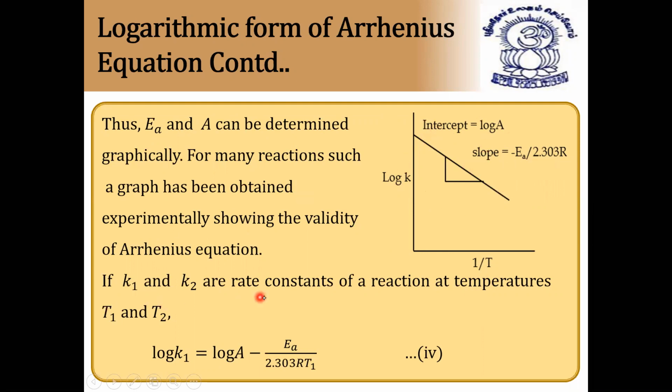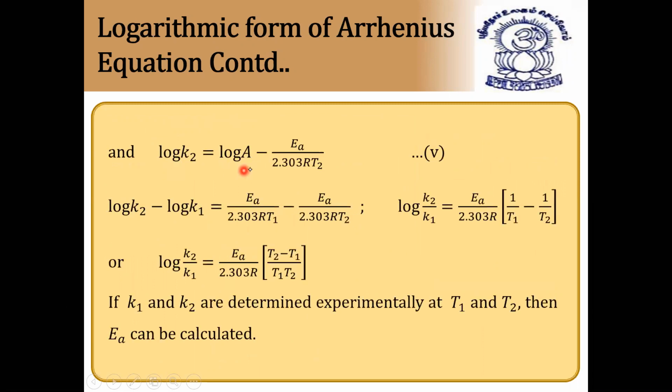If K1 and K2 are the rate constants of a reaction at temperatures T1 and T2, then log K1 is equal to log A minus EA by 2.303 R T1, and log K2 is equal to log A minus EA by 2.303 R T2. So log K2 minus log K1 is equal to EA by 2.303 R, into 1 by T1 minus 1 by T2. So by this you will get the new formula, that is log of K2 by K1, that is the rate constant at temperature T2 by the rate constant at temperature T1, is equal to energy of activation by 2.303 R into T2 minus T1 by T1 T2.